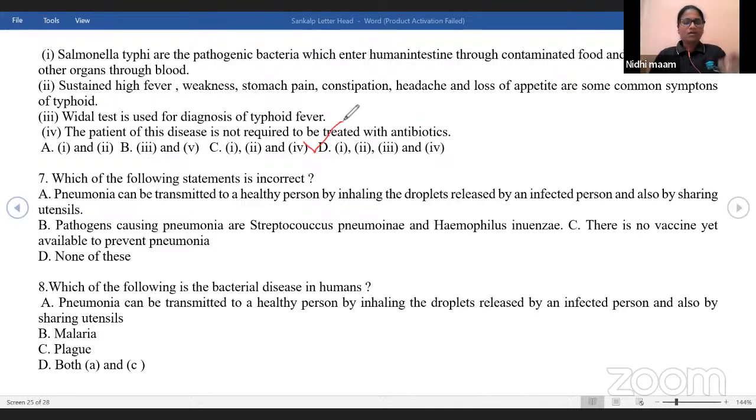Next, seventh question. Which of the following statements is incorrect? A. Pneumonia can be transmitted to a healthy person by inhaling droplets released by an infected person and also by sharing the utensils. B. Pathogens causing pneumonia are Streptococcus pneumoniae and Haemophilus influenzae. C. There is no vaccine yet available to prevent pneumonia. D. None of these. So, what is your answer on this? Which of the following statements is incorrect regarding pneumonia?